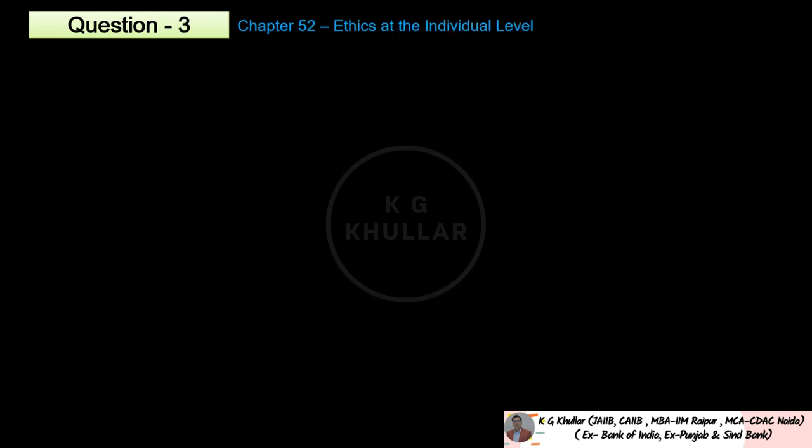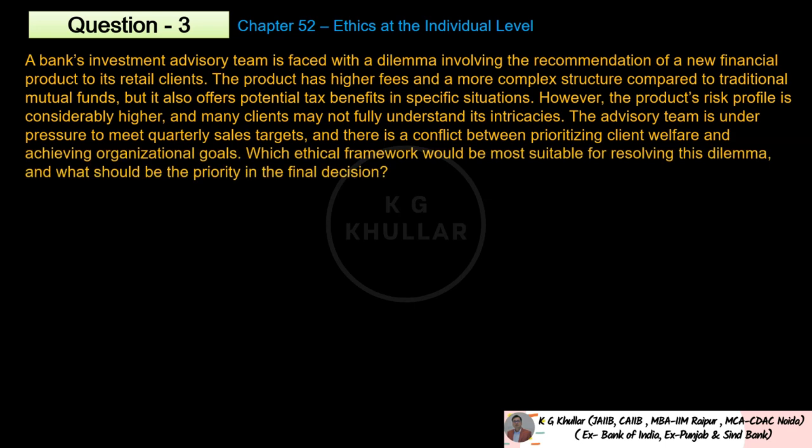The next question is from chapter 52, that is ethics at the individual level. And the question goes like this. A bank's investment advisory team is faced with a dilemma involving the recommendation of a new financial product to its retail clients. The product has higher fees and a more complex structure compared to traditional mutual funds, but it also offers potential tax benefits in specific situations.